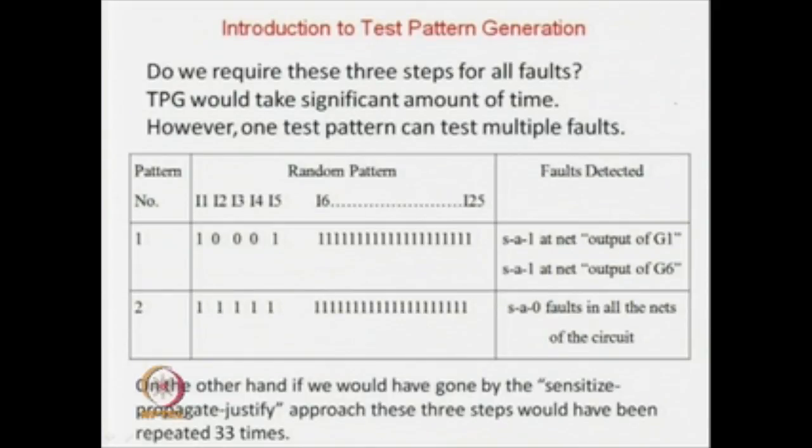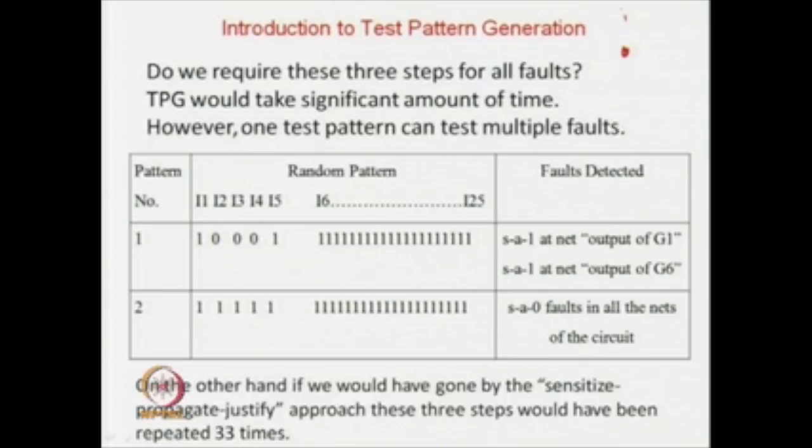So, if you are taking the approach of sensitize, propagate and justify, what you are doing is, you first take one fault, then you sensitize, propagate and justify and generate one pattern, say P1, for this one. Now, you take another fault, do the sensitization, propagation and justification, and you get pattern P2. Similarly, you keep on doing this for each fault.